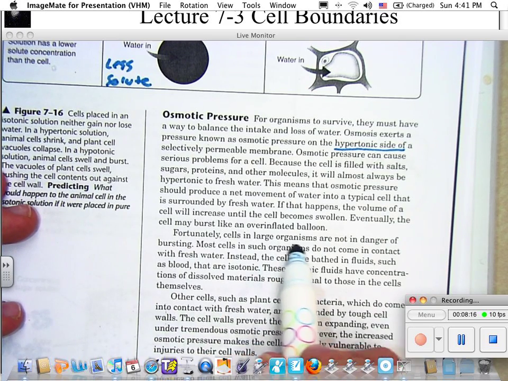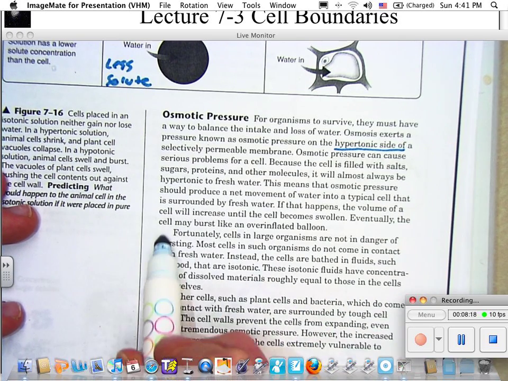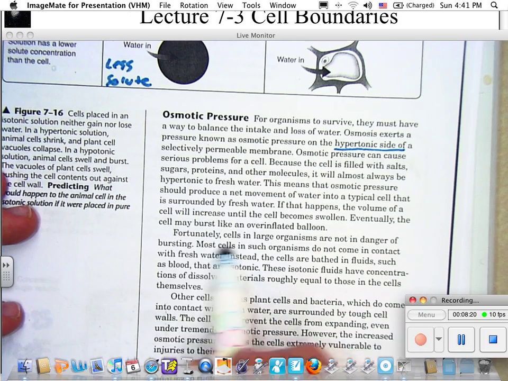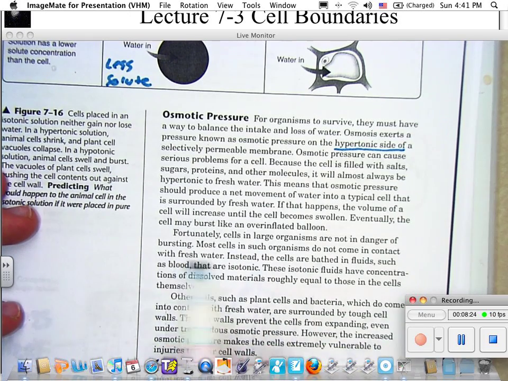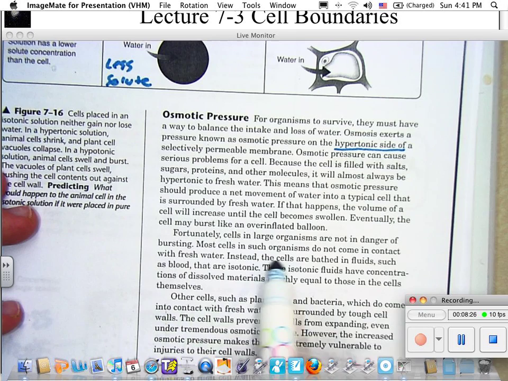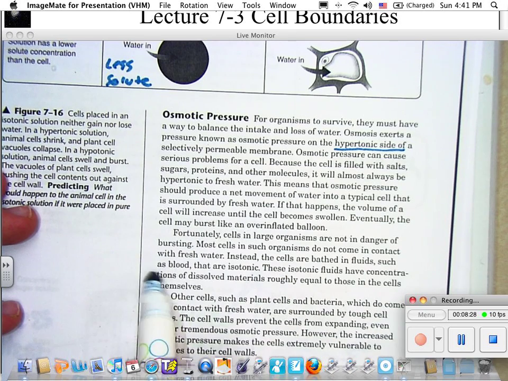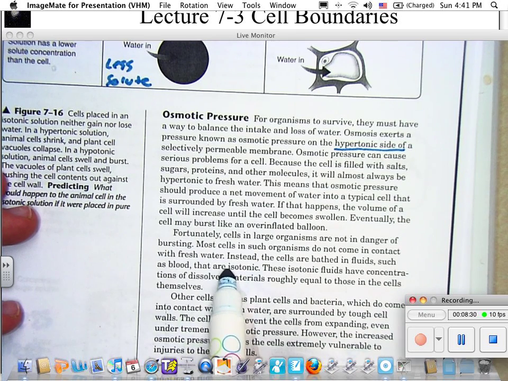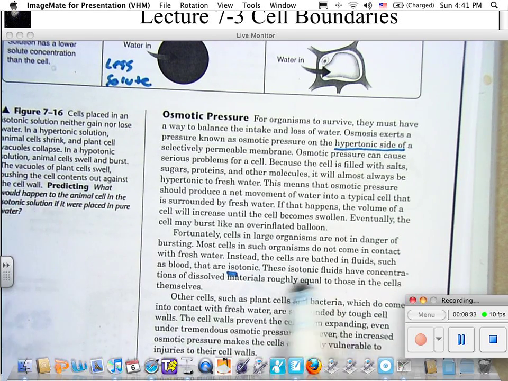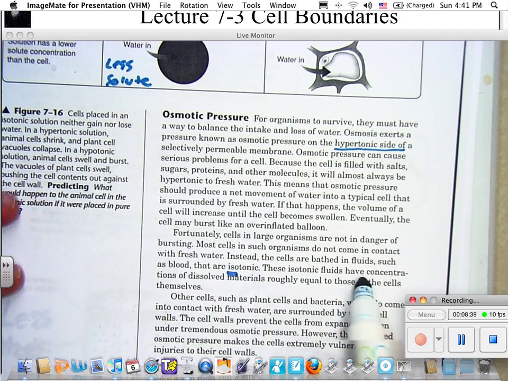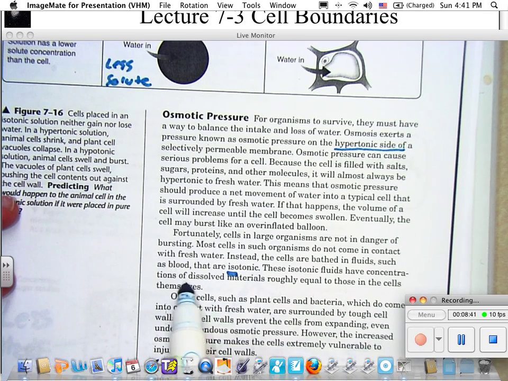Unfortunately, the cells in large organisms are not in danger of bursting. Most cells in such organisms do not come in contact with fresh water. Instead, the cells are bathed in fluids, such as blood, that are isotonic, means they're the same concentration of water on both sides. Same concentration of solutes on both sides and water. These isotonic fluids have concentrations of dissolved materials roughly equal to those of the cells themselves.